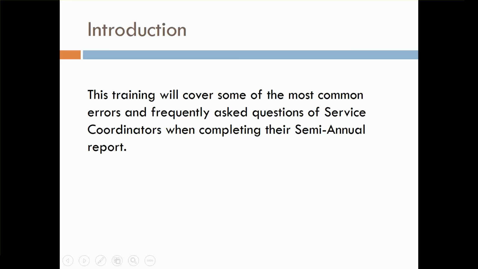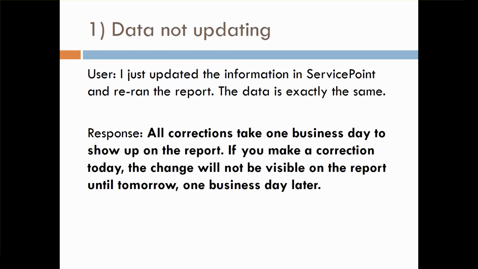During this training, we'll cover some of the most common errors and frequently asked questions that service coordinators will come across when completing their semi-annual report. The first item that service coordinators will notice is that they will change information within Service Point, rerun the report, but the data is exactly the same. The response to this is that all corrections take 1 business day to show up on the semi-annual report.